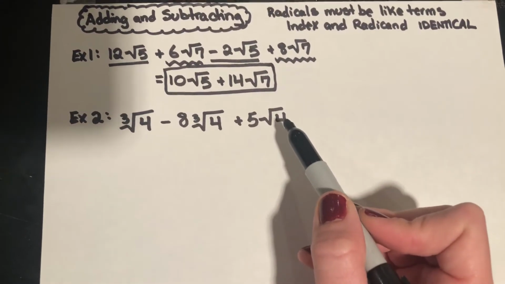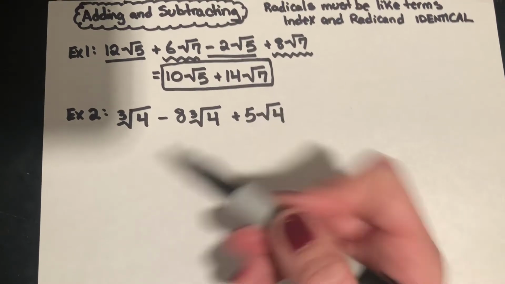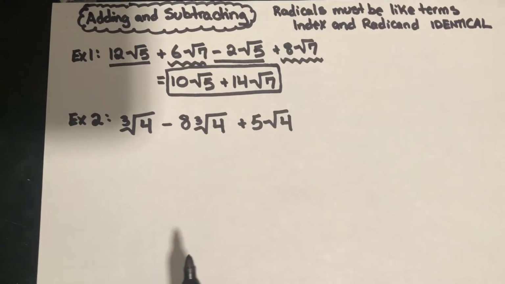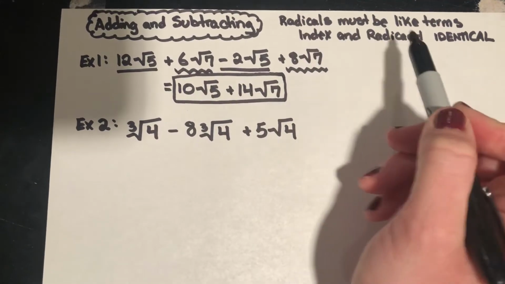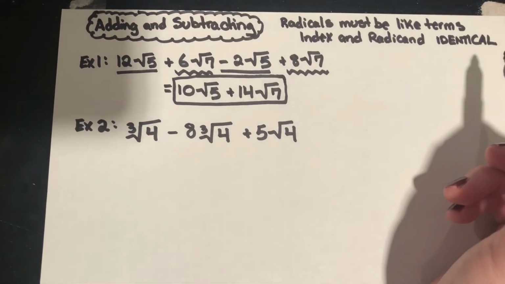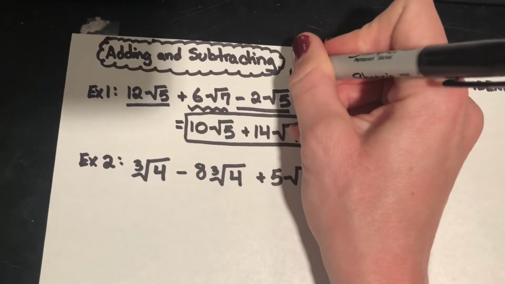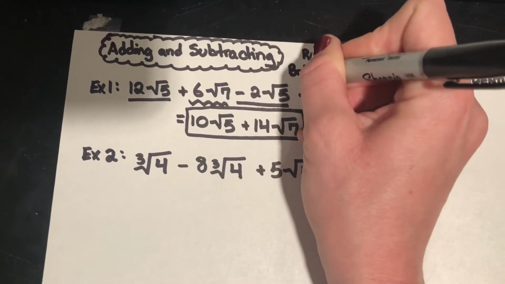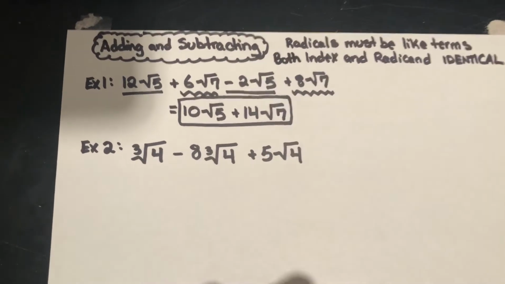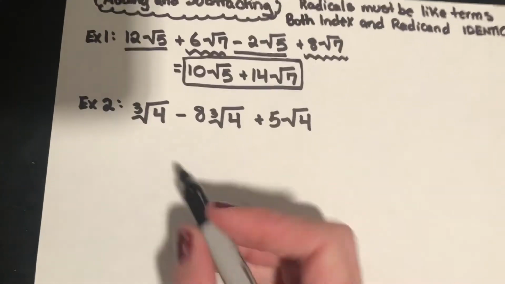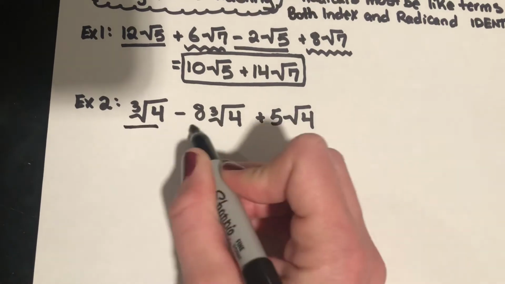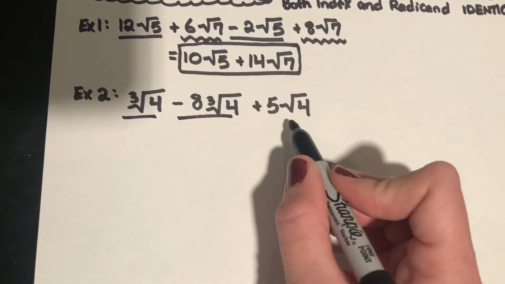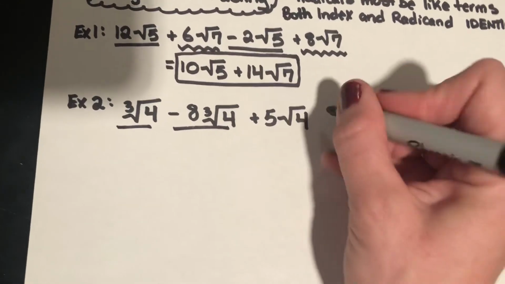You cannot just see the radicands and say, oh, all 4s, that means they're all alike. No, both the index and radicand must be identical. I'm going to actually add that word in, both. Both index and radicand identical. All right, so I can add these 2 together right here, and that one stays alone.